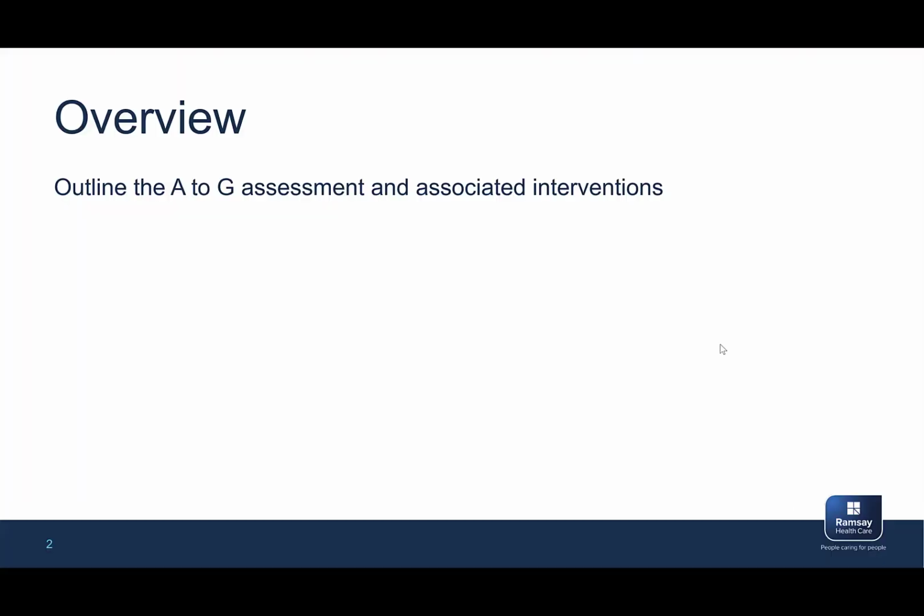So, the overview of this presentation is to outline the A to G assessment and some associated interventions that nurses and midwives could initiate prior to a clinical review or prior to the doctor arriving on scene. We will also provide an example of documentation that a nurse or midwife could write in the event that they had to do an A to G assessment for a clinical review.